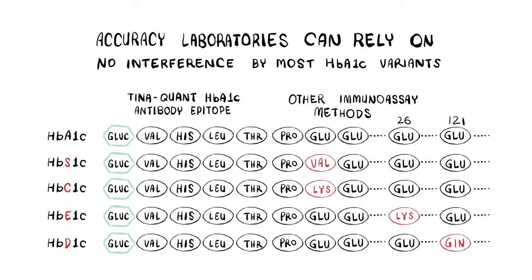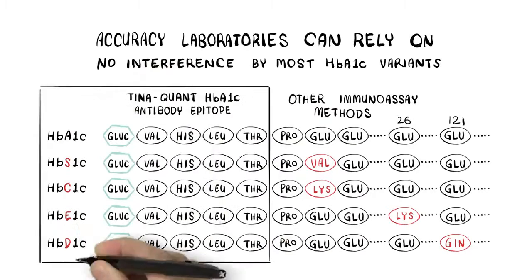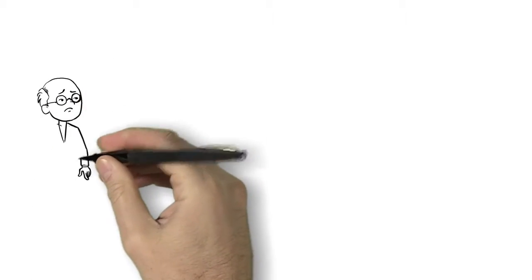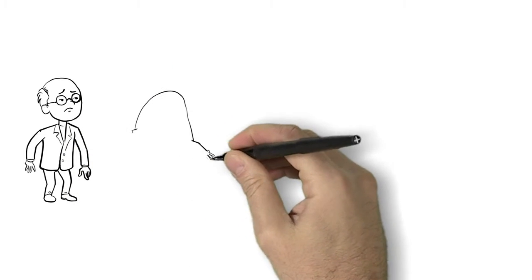The mutations resulting in the common Hb variants are not contained within the region detected by the antibody, the first 4 amino acids from the N-terminal end of the hemoglobin beta chain. What does this mean for Brian's laboratory and organization?